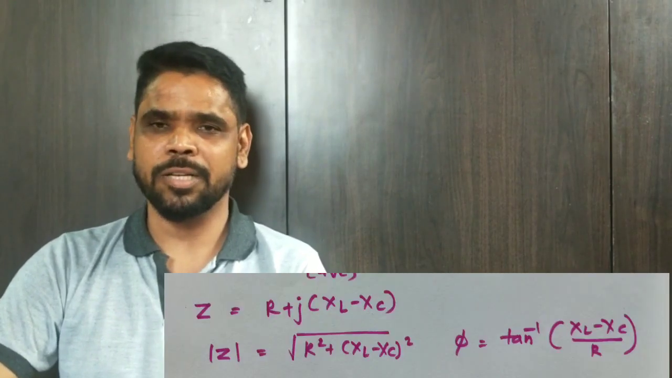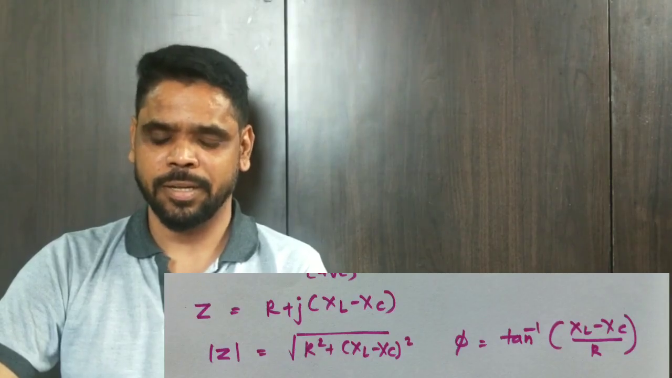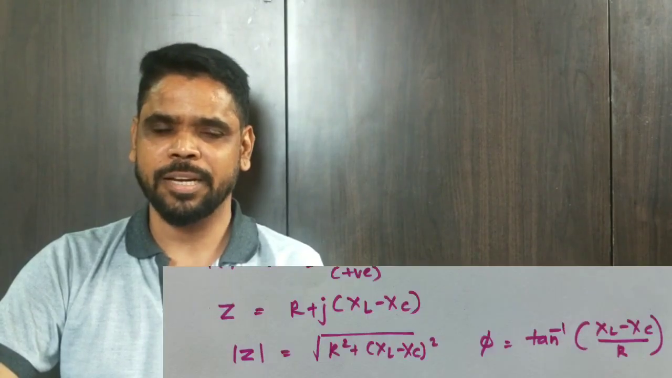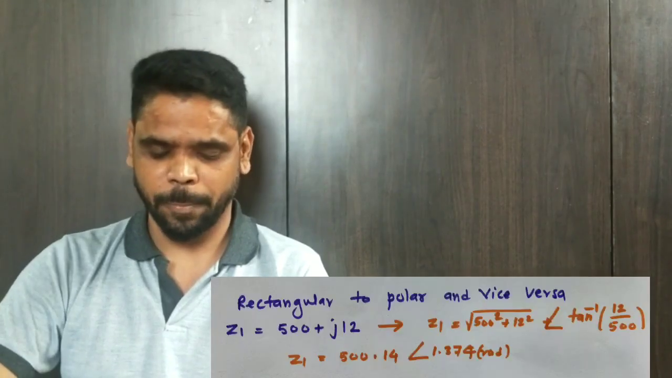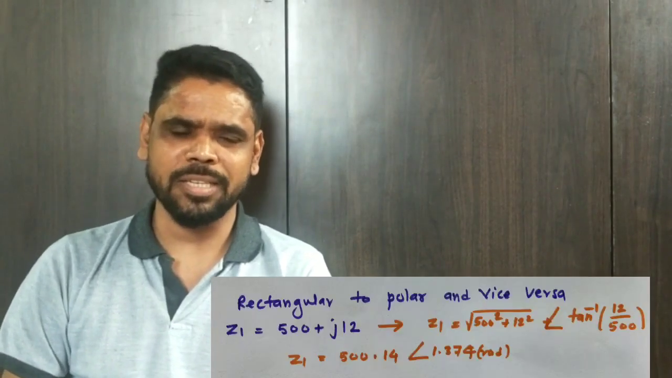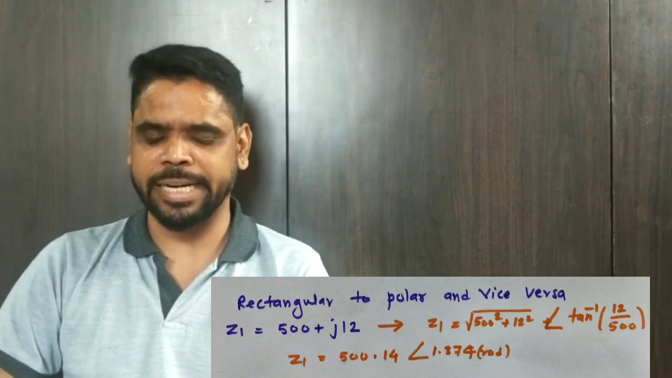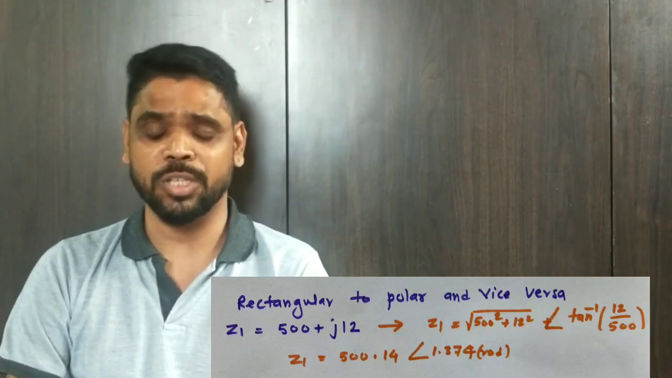The magnitude of the impedance is the square root of real part square plus imaginary part square, and the angle phi is tan inverse of net reactance divided by net resistance. That is, the angle is tan inverse of imaginary part divided by real part. Now we are representing them in polar form in terms of magnitude and angle. So while solving problems, we need to deal with rectangular to polar and polar to rectangular conversion a number of times.